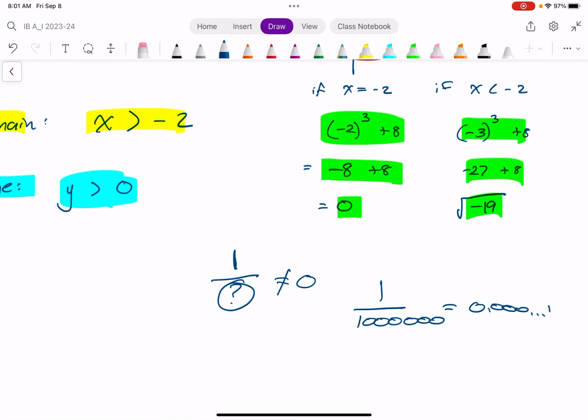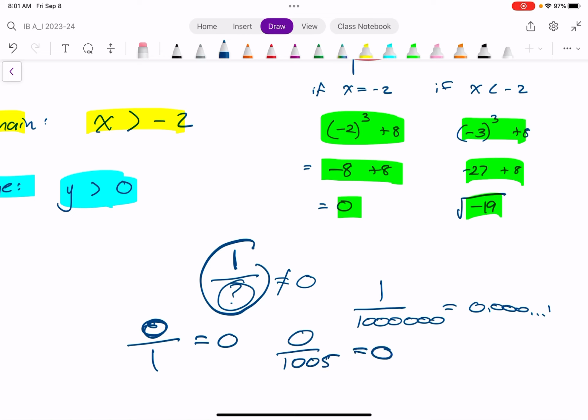And so this idea that with division, you can get 0, but the only way you can divide something and get 0 is if you're dividing 0. 0 divided by any non-zero number, 0 divided by 1, that equals 0. 0 divided by 1,005, that equals 0. But if you have a non-zero number divided by something, you're never going to get 0. You can't take 1, divide by a number, and actually get 0. You can get really close to it, but you can never get 0.